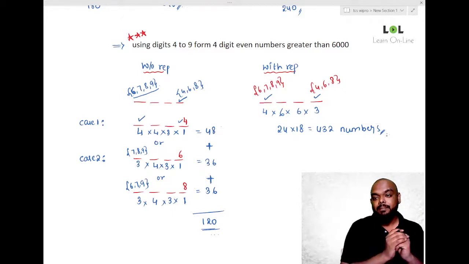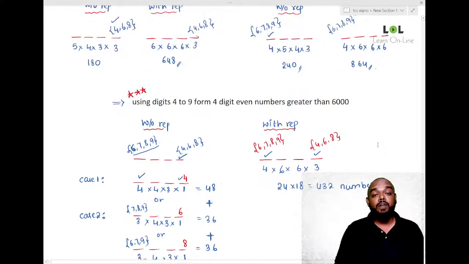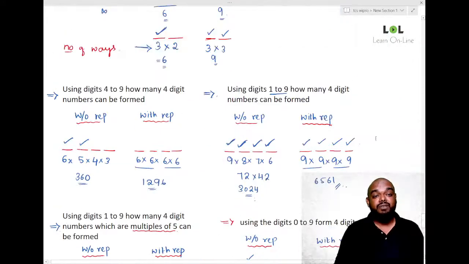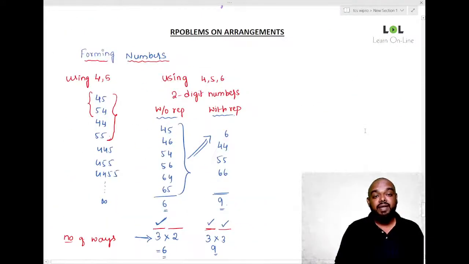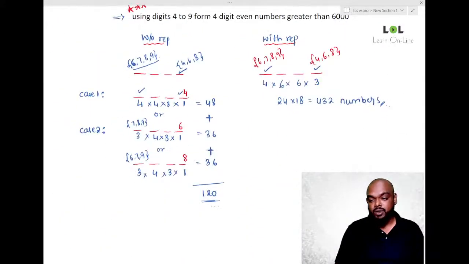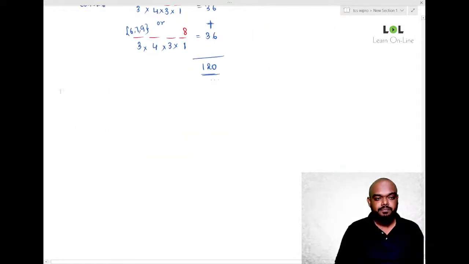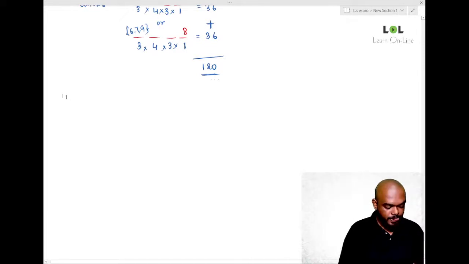Okay, everybody, did you get this now? So that is all about forming numbers. See, where did we start? We started problems on arrangement, with forming numbers. So next section will be what? Next section, another interesting concept. What is it?